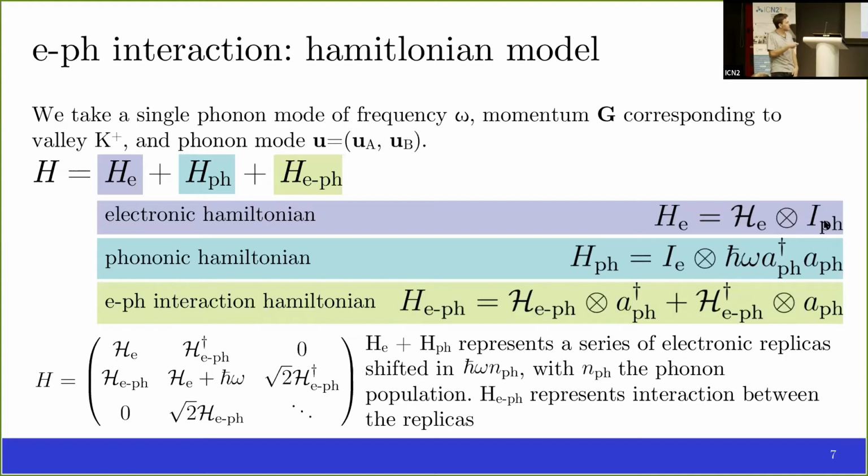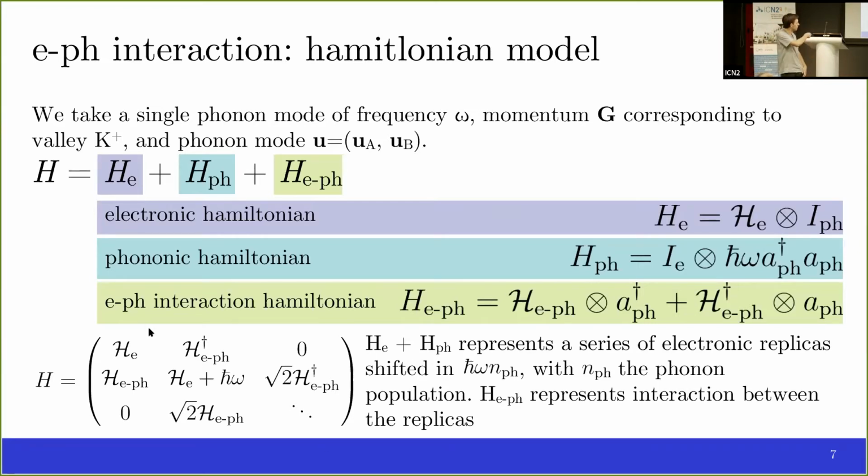The phononic term is an identity in the electronic subspace and the free field contribution in the phonon space. So these 2 terms are diagonal in the phonon Fock space, because one is proportional to the identity and one to the free field Hamiltonian. We can expand this Hamiltonian in the phonon Fock space and obtain what is written here. So the electronic and the phononic parts are diagonal here, and we can view these 2 terms as a semi-infinite series of electronic models, one stacked over the other with a difference of energy of h bar omega.